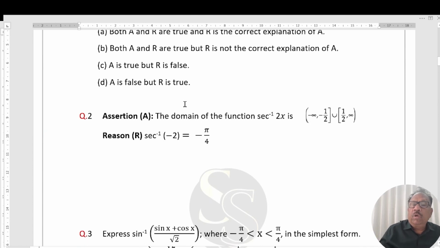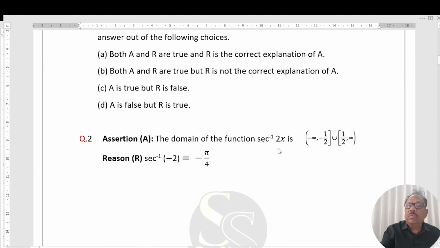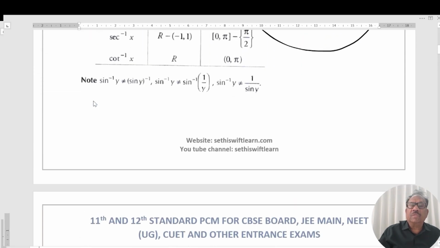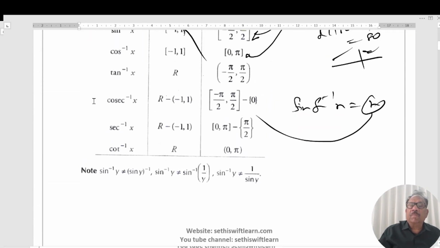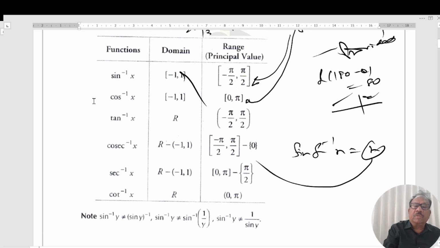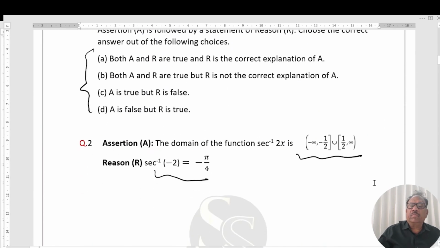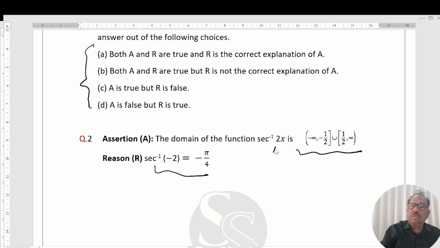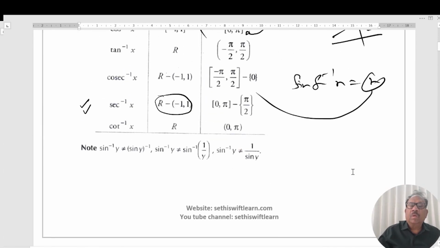The domain of the function is given, so this is this, and this is this. You have to pick one of the correct answers out of these two. Sec of inverse x. The domain is R minus the interval minus 1 to 1.